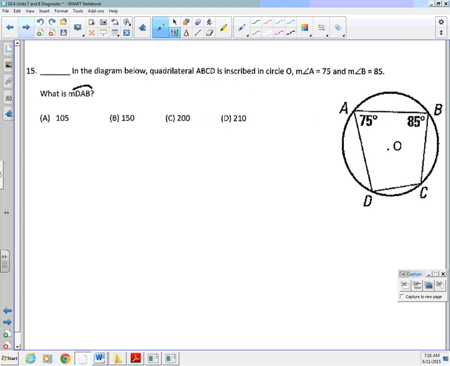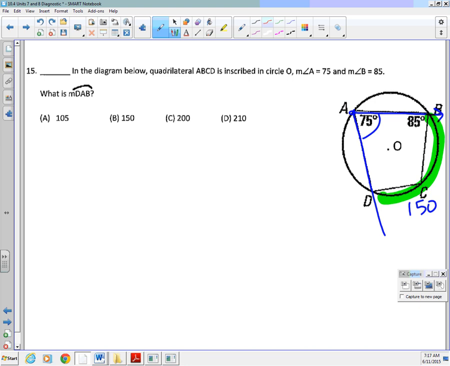All right, 15. In the diagram below, quadrilateral ABCD is inscribed in circle O, and you have angle A is 75, angle B is 85. We eventually want arc DAB. Well, there are a few ways to go about this. One way is to know that inscribed angles are half of the arcs that they intercept. So if I take a look at angle A, that angle is 75. The arc that it intercepts is 75 times 2, which is 150.